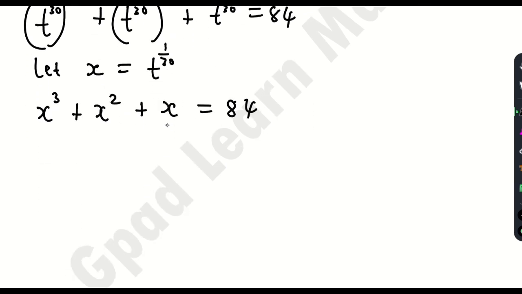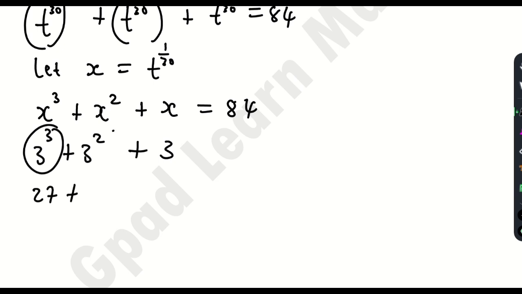Now, I want you to look at 84 on the right-hand side. What will I make x to be equal to, so that when I add everything here, I'm going to have 84? If you start with, let's say 3 raised to the power 3, I'm making x 3, by the way, 3 raised to the power 2, then plus 3. Will this give me 84? 3 raised to the power 3 is what? 27. 3 raised to the power 2 is 9, and this is what? 3. This will give me 39, so it's not equal to 84.